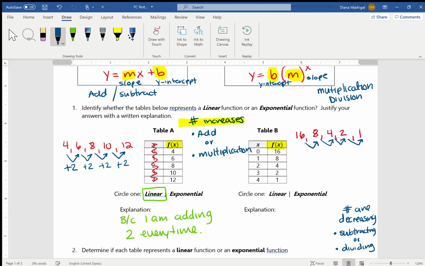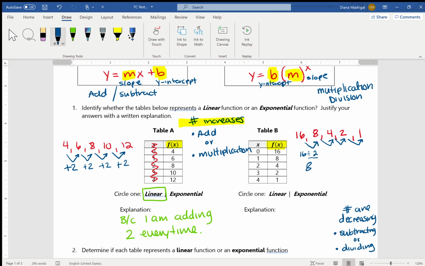So it's not subtracting this one. We're going to have to divide. We have to identify what we are going to divide by. 16 divided by 2 gives me 8. So that's what I have. That means I'm going to be dividing by 2.